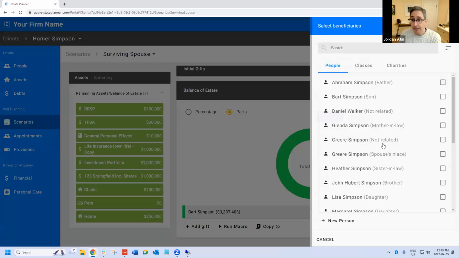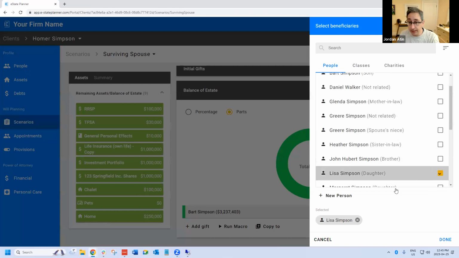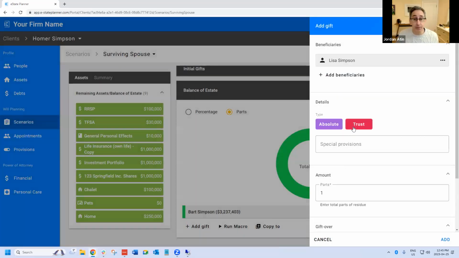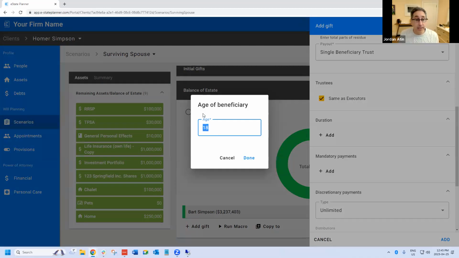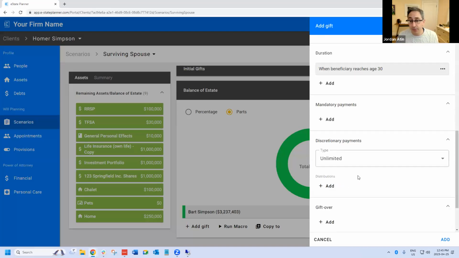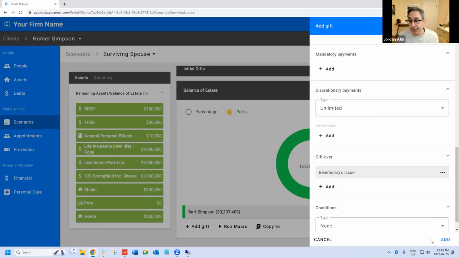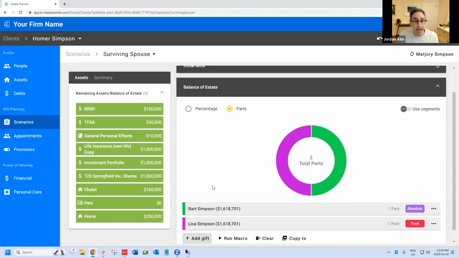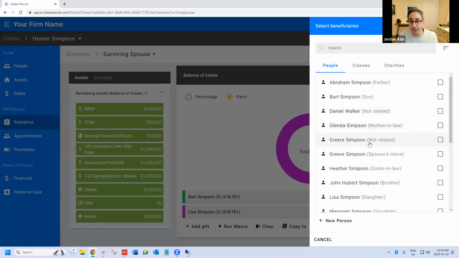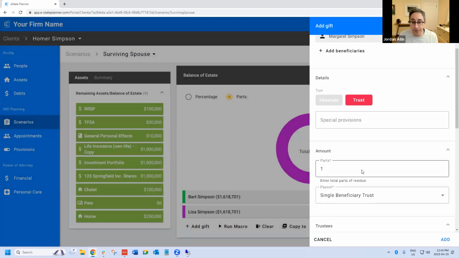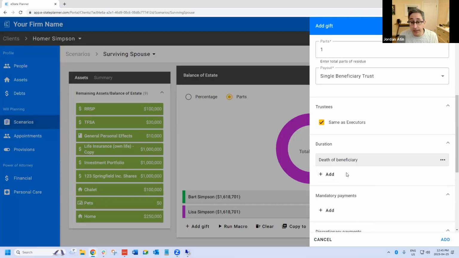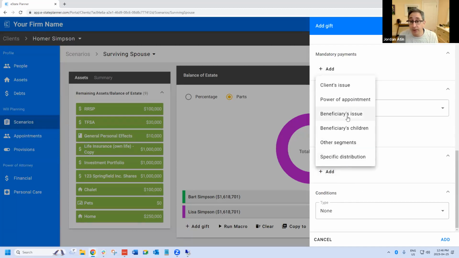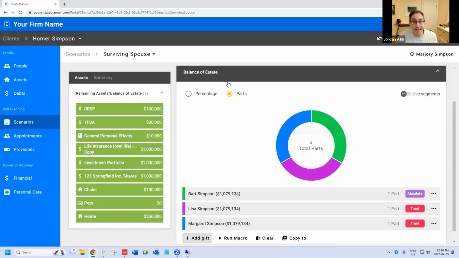Now, the next kid is Lisa. And for Lisa, we want a different thing. We don't want an absolute gift. We want a trust, and we want it to be age 30, and with whatever. Okay. So that's fine. That's Lisa's. And then we want to add a further gift for a Henson trust for Maggie. Okay. So this one would be a further gift, a different trust because they're not the same. We can't use just one segment. This one's going to be a Henson trust with a gift over to her issue, etc. So that's how I would do it.